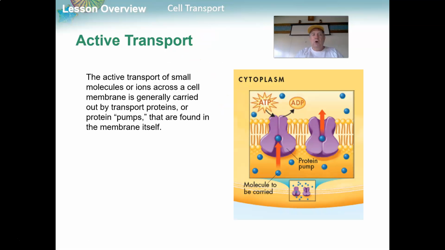The active transport of small molecules or ions across the cell membrane is generally carried out by transport proteins, or protein pumps that are found in the membrane itself. So if we remember, we talked about the cell membrane, we talked about the phospholipids, remember phosphate, lipids, and we talked about proteins that are being embedded into the membrane. And when we talked about passive transport, we talked about proteins being used to help things get into the cell without using energy. Now with active transport, we have proteins inside the cell membrane that are protein pumps, and they require energy to move things in and out of the cell.